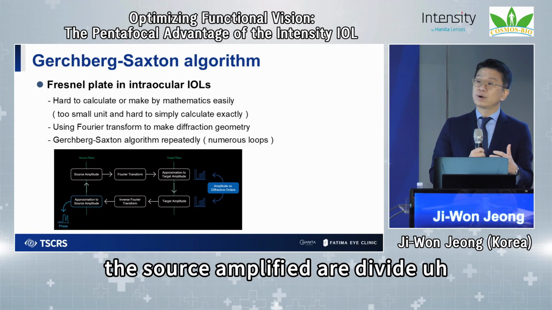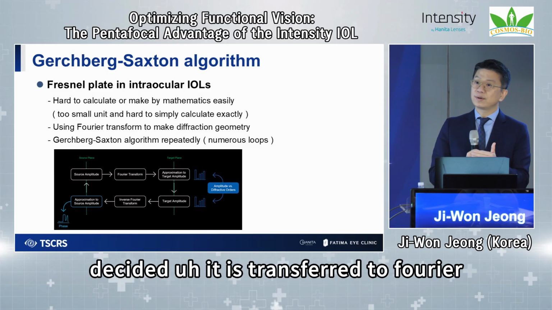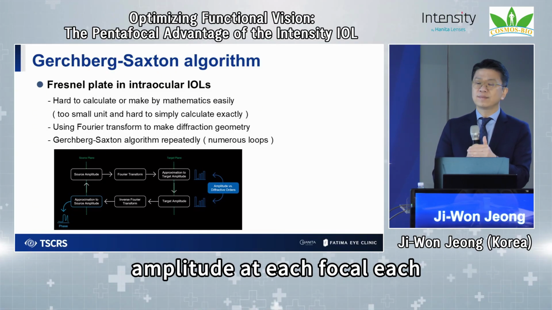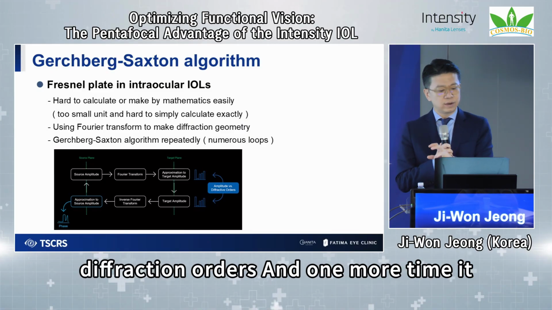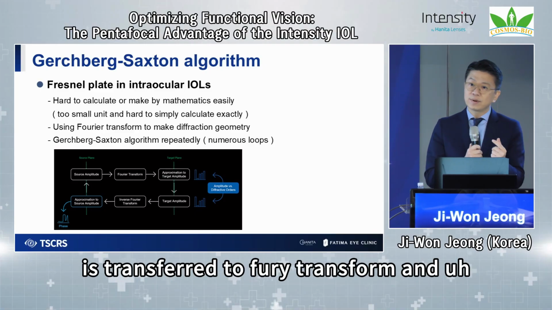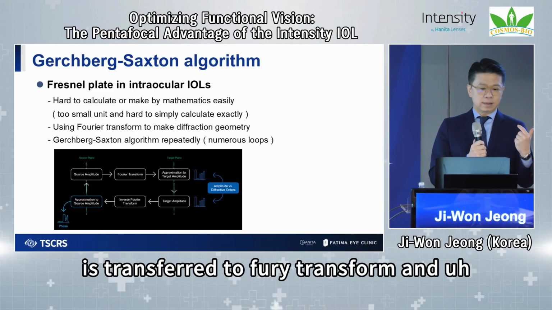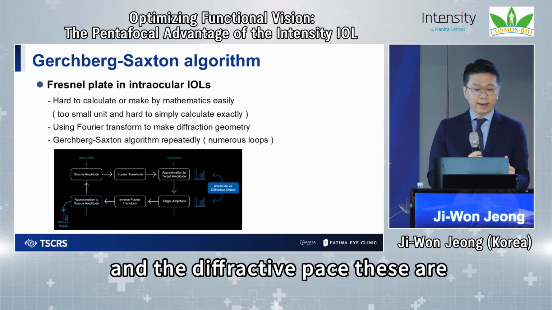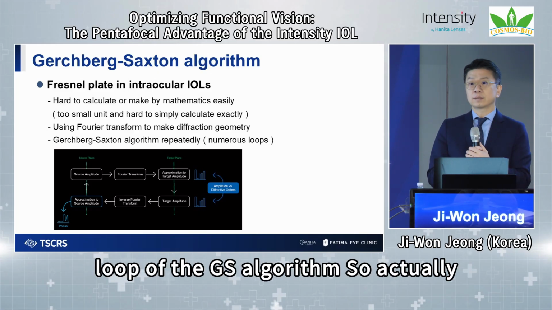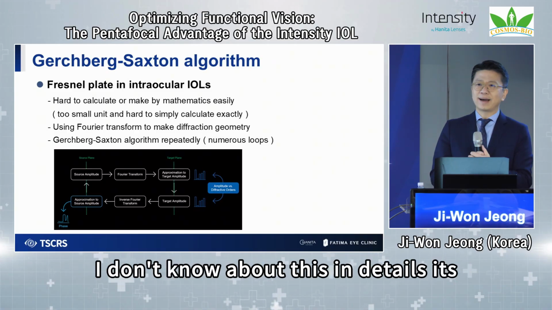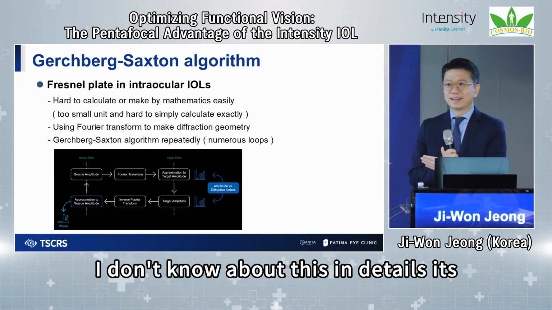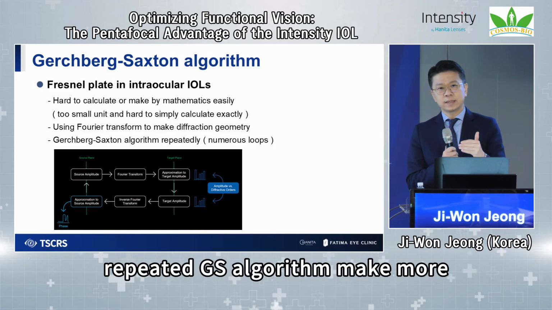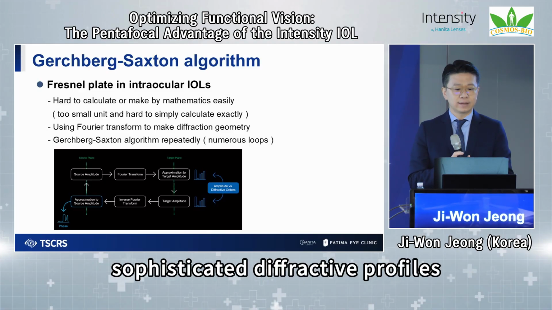Once the source amplitude is decided, it is transferred by Fourier transform and makes an approximation of the target amplitude at each focal point, each diffraction order. And one more time, it is transferred by Fourier transform and finally we get the approximation of the source amplitude and the diffractive phase. These are the loops of the GS algorithm. Actually, I don't know about this in detail. It's very hard to understand. Anyway, more repeated GS algorithm loops make more sophisticated diffractive profiles.